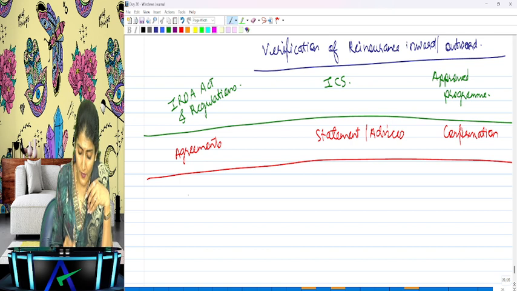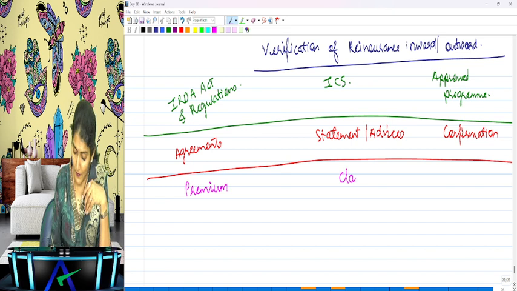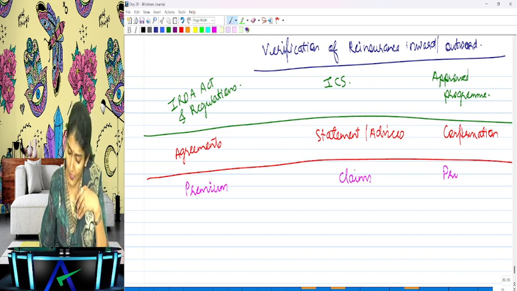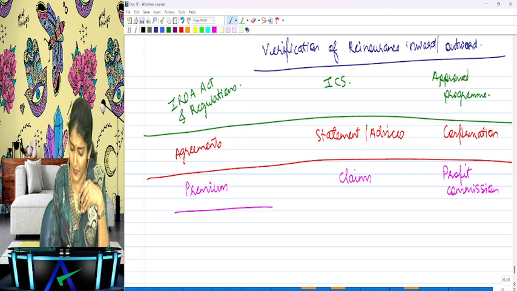Then the 3 points which you need to know are regarding the premium, the payment or the receipt of the premium, then the payment or the receipt of the claims, and then you also need to check for the profit commission.